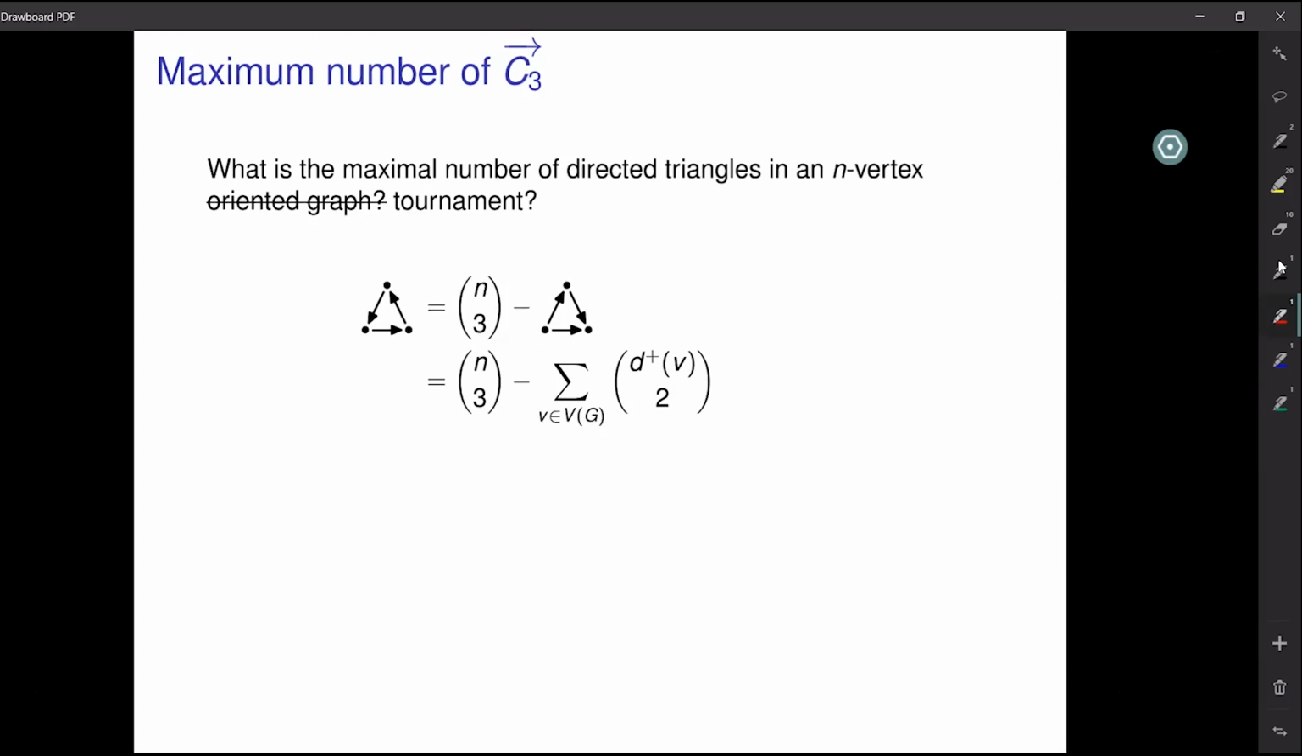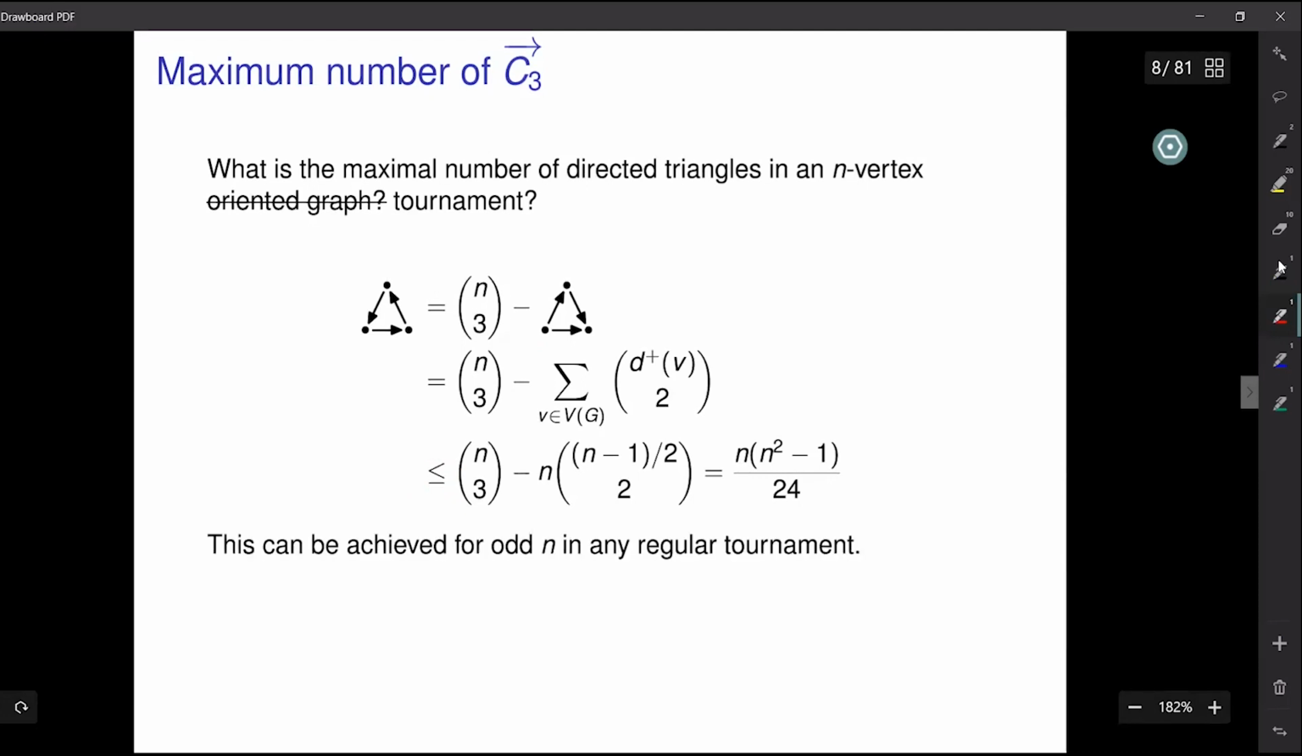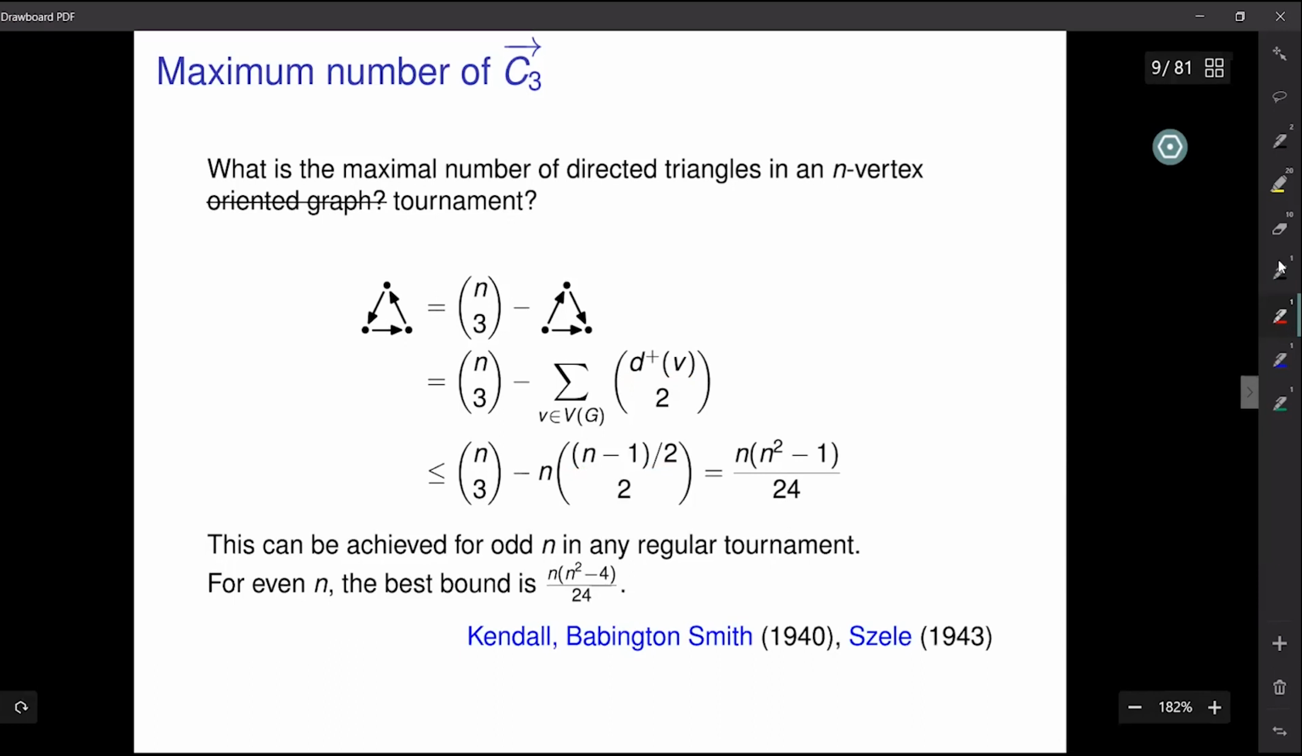Now using convexity, I can prove that this is at most this value, which is exactly n times (n squared minus 1) over 24. When you look at the inequality here, you can clearly see that this can be achieved for any odd integer n in any regular tournament. The only thing I require is that the degree of every vertex is exactly (n minus 1) over 2. For tournaments on an even number of vertices, this can also be proved with a slightly different bound, and both proofs were done already in the 40s. So this is well known and easy to count, as you can see.